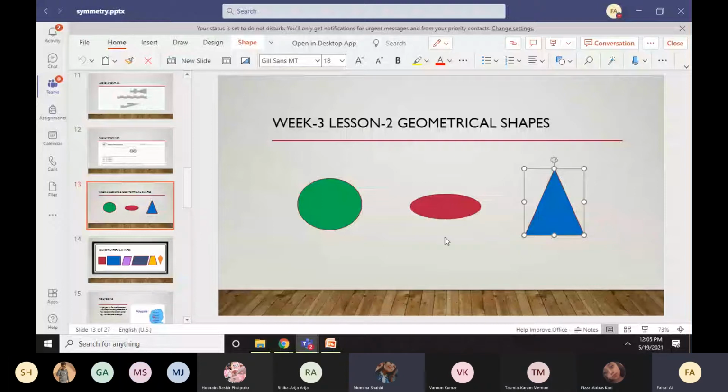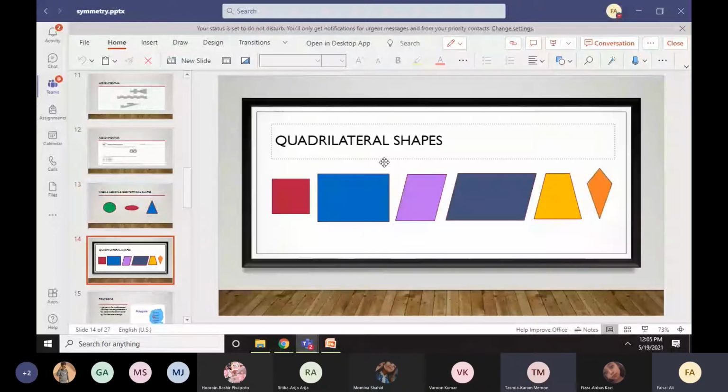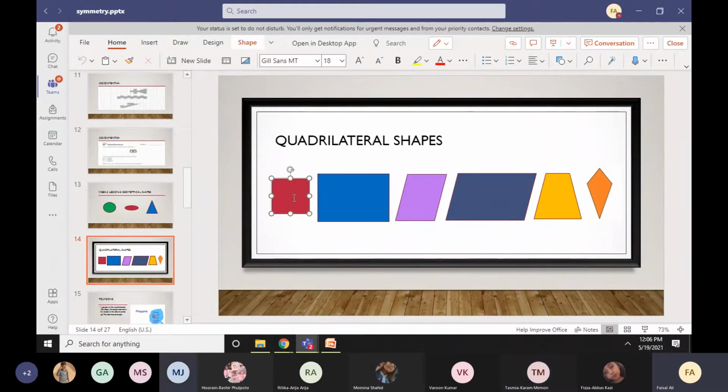Now there are other shapes on the other slide. These are the quadrilateral shapes. Why do we say these shapes are quadrilateral shapes? Because all these shapes have four sides. That's why we are saying these are the quadrilateral shapes. Now tell me one by one the names of these shapes. This one first, the red colored shape. Square, good. And the second one, rectangle, good.